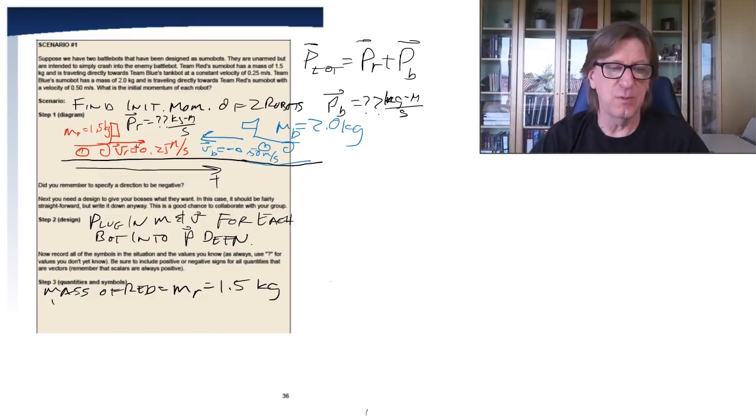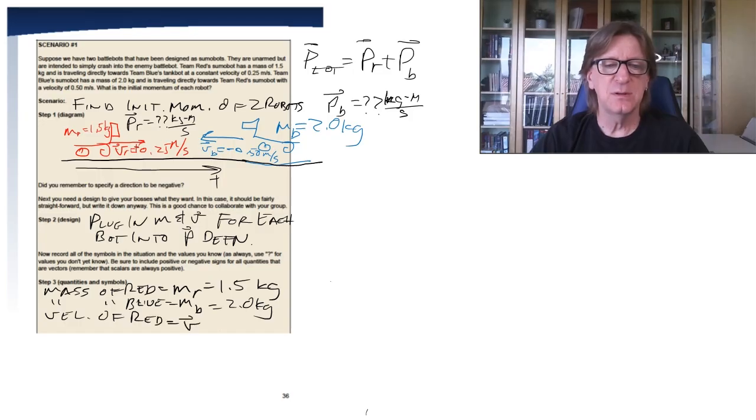All right, well, we also want to use ditto marks as much as possible because we're lazy. So the mass of blue, and we define that symbol to be MB, and that's 2.0 kilograms. We define the velocity of red, and we call that VR. Remember, it's a vector.